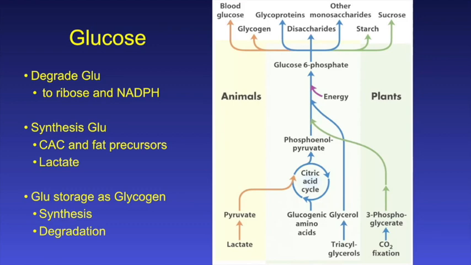Okay. We're going to degrade glucose in a different way than we did before. We're going to take glucose, which is a 6-carbon sugar, and make a 5-carbon sugar called ribose. As we do that, we're going to make NADPH, which is going to be used to reduce items in synthetic processes within the body. Okay? Ribose is important because why?